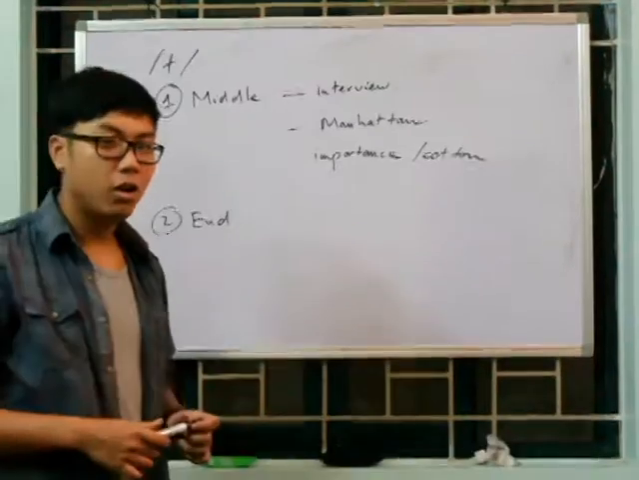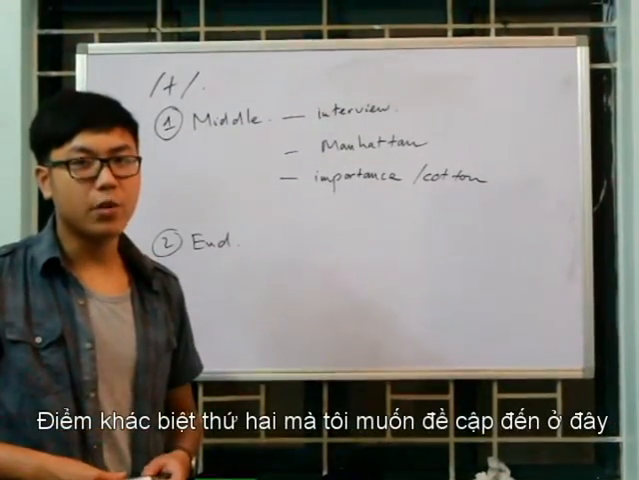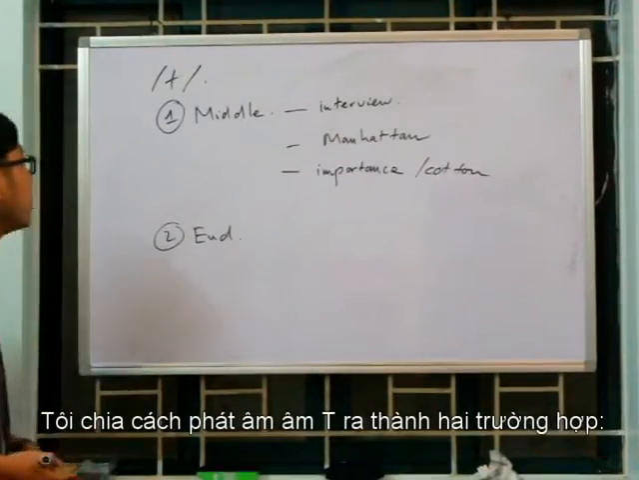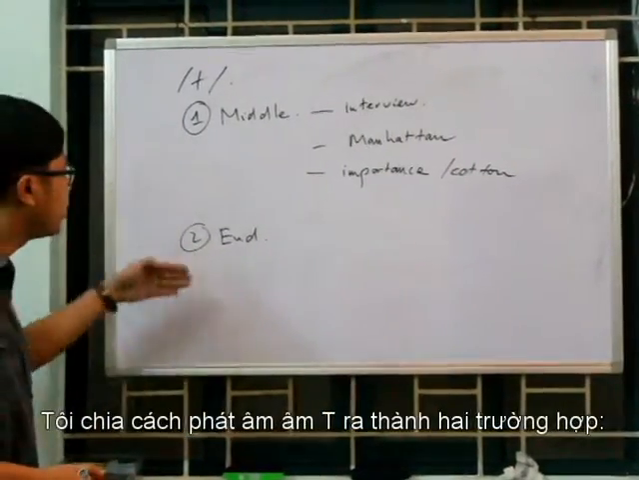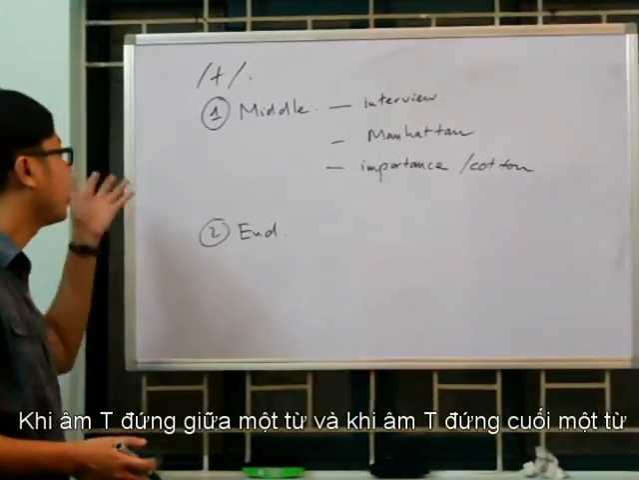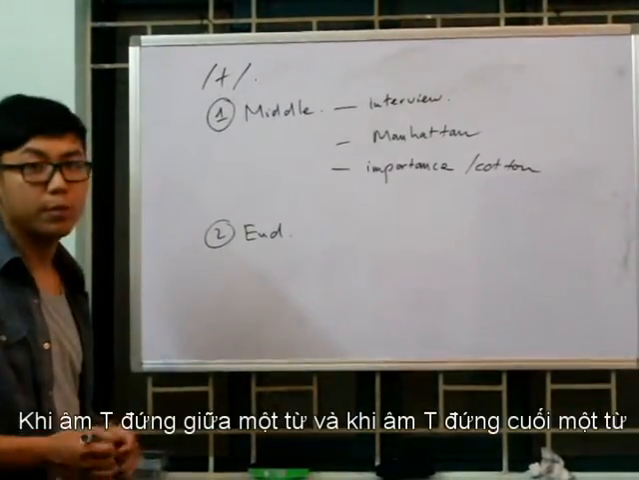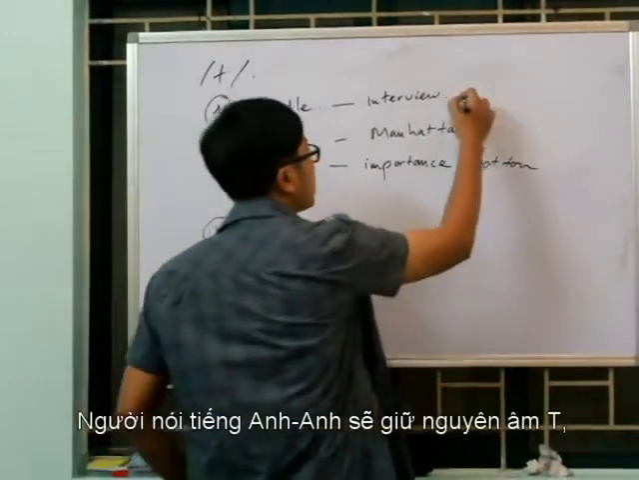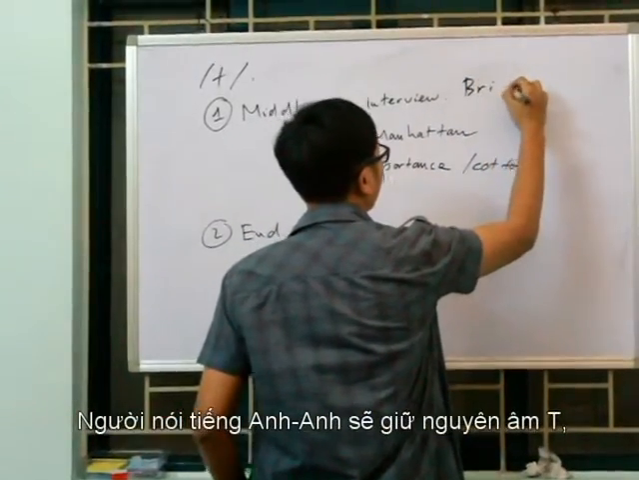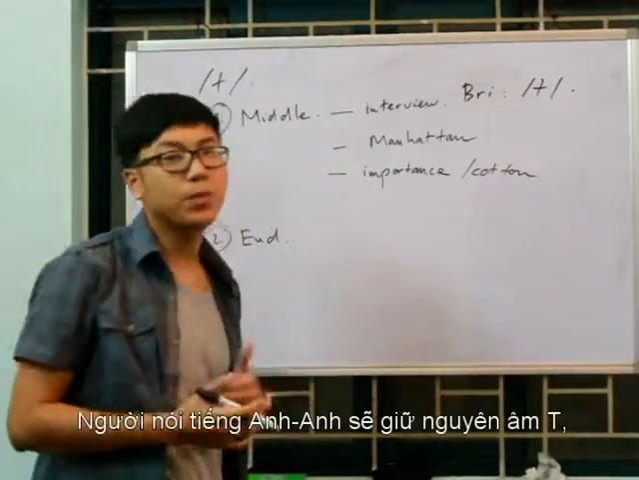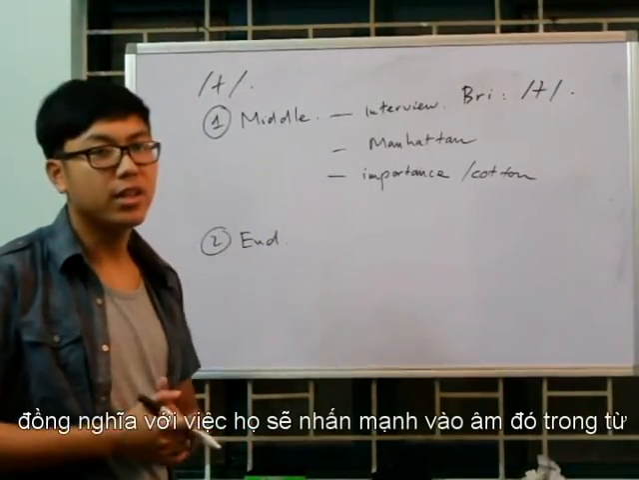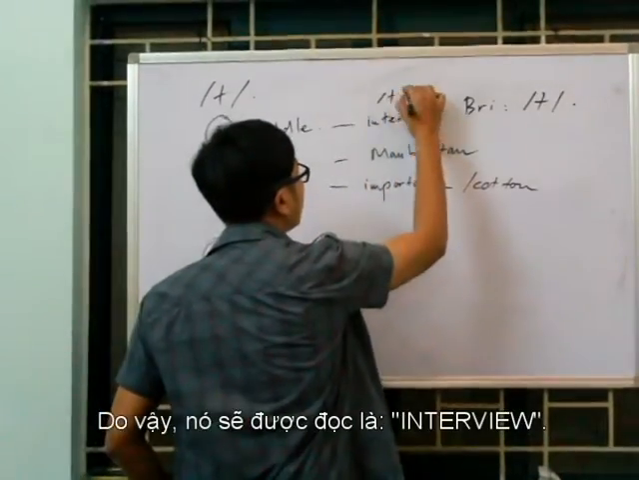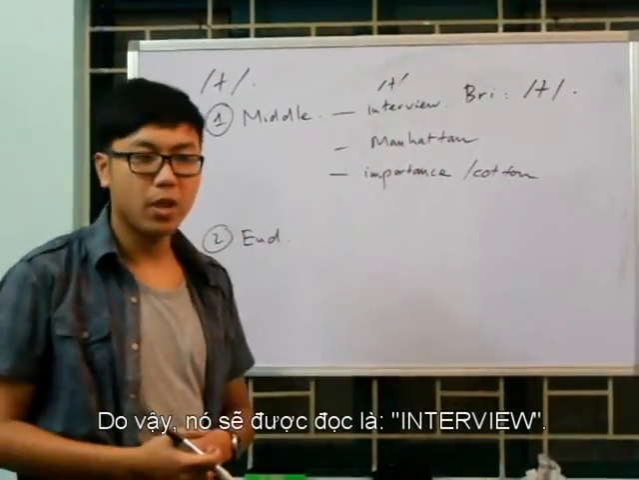Okay, the second difference I want to mention here is the sound T. I split the sound into two situations, which are in the middle and at the end of the word. With a word like interview, British English will stay the same with T, which means they have a really strong T in the middle of the word. So the word in British English is interview.